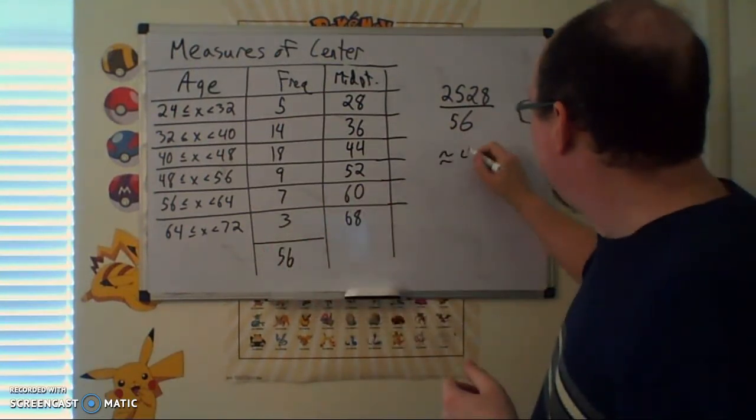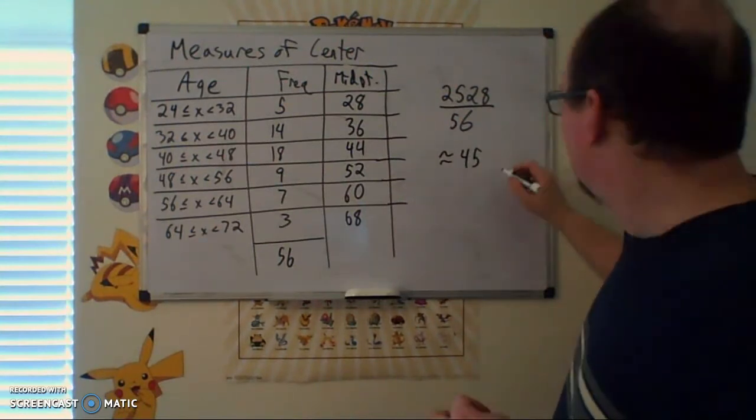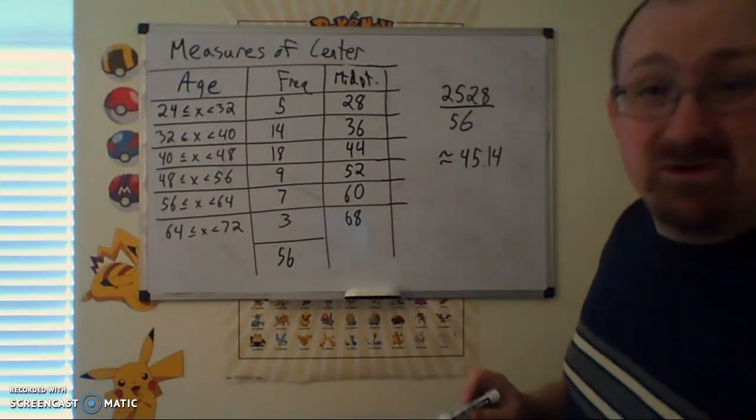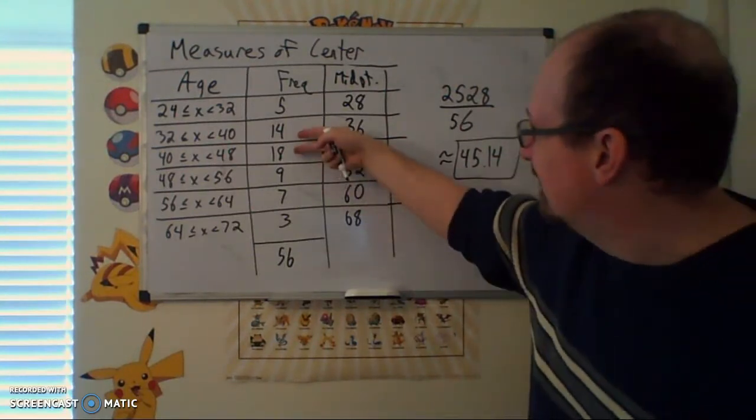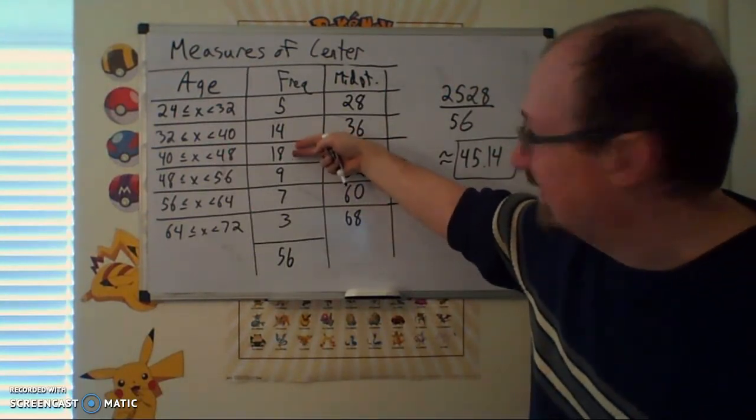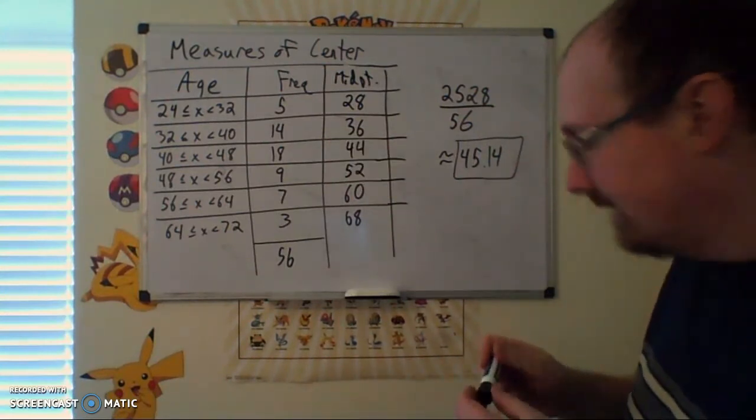When I worked that out, I got a mean of approximately 45.14 years. And again, that tracks with the data, where the bulk of the ages are sitting right here in this window, so that seems appropriate.